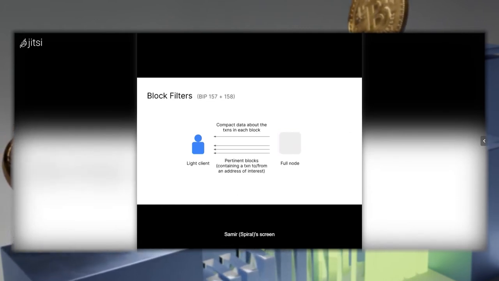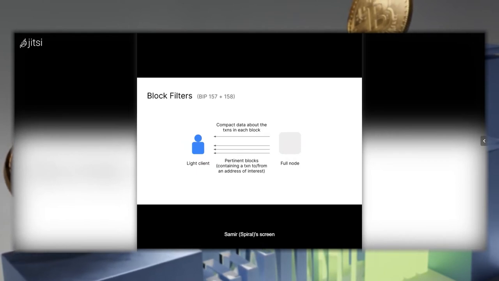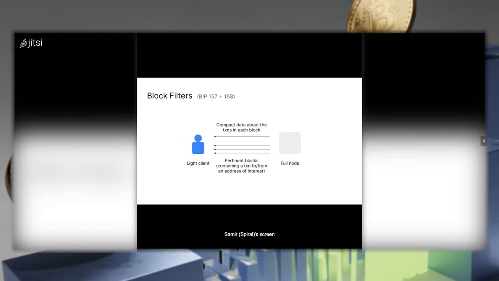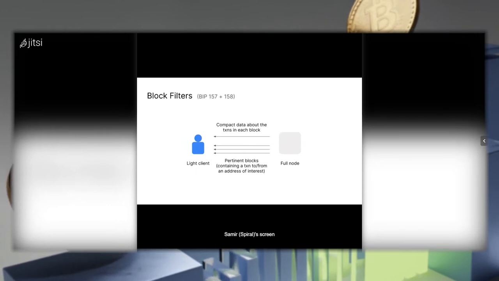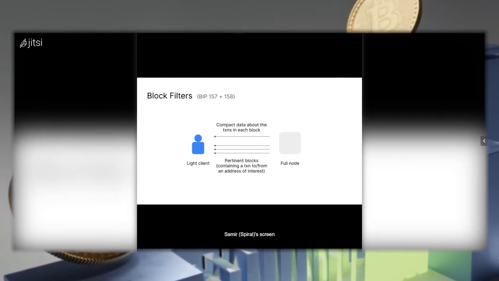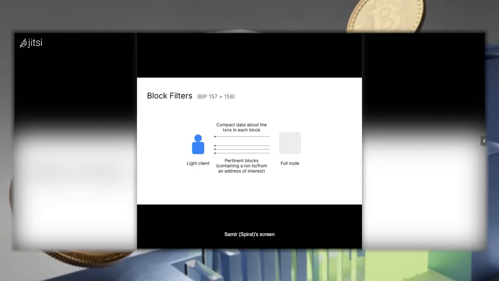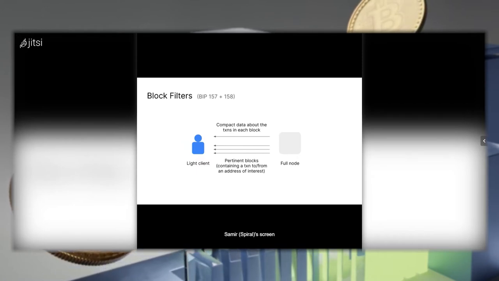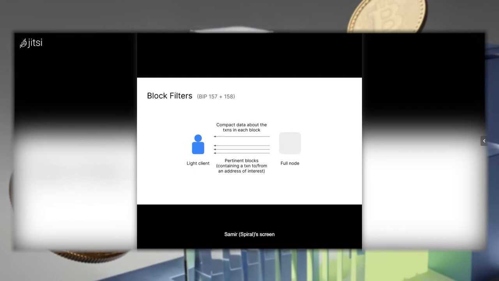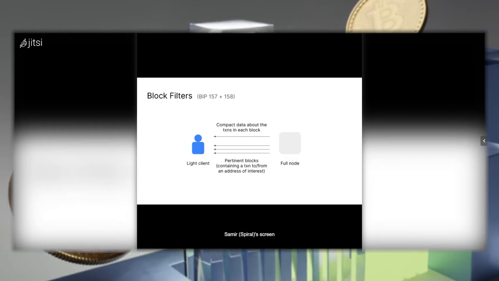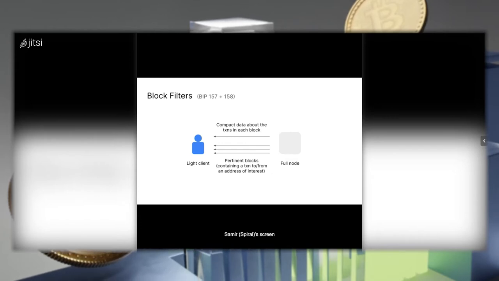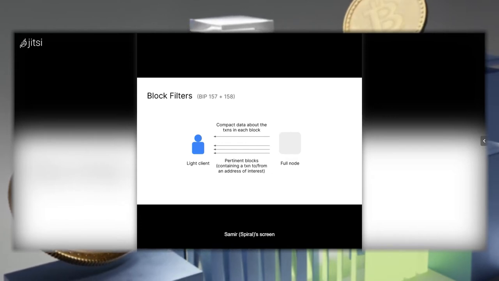There's another solution in BIP 157 and 158. I think it was implemented by the Neutrino wallet also, which is this block filter solution. So basically what happens here, I'm sure you guys know, is that compact data about the transactions in each block is streamed to the client continuously. And then when the client sees that a block contains a relevant transaction, it just fetches the full block.